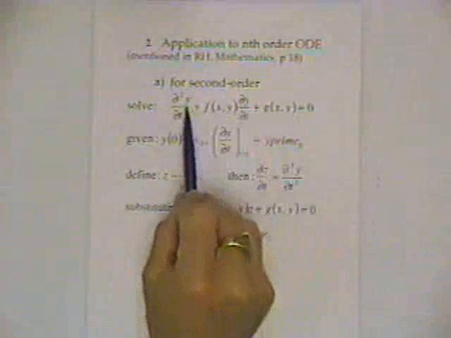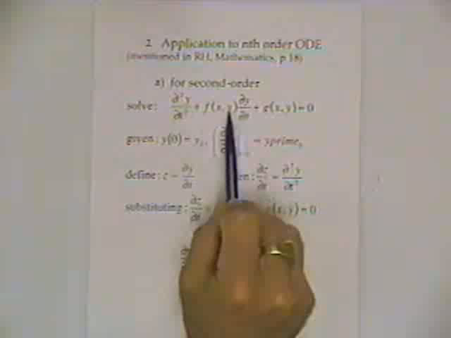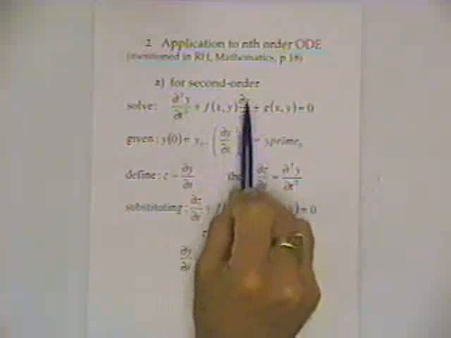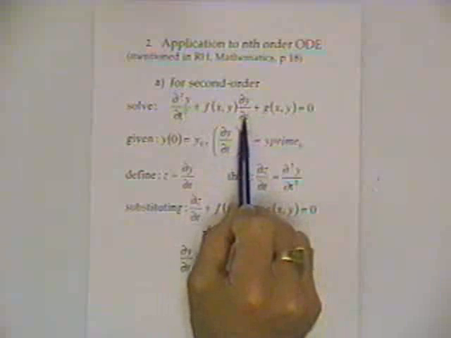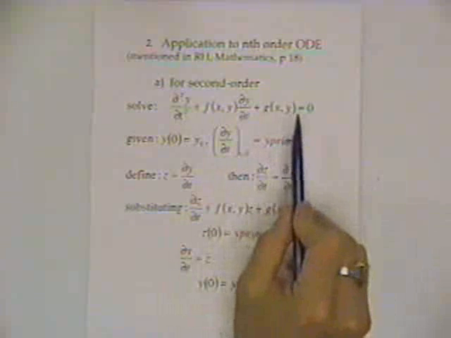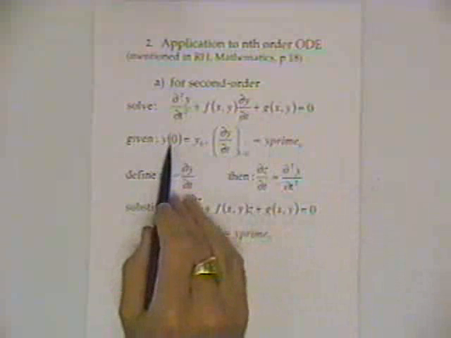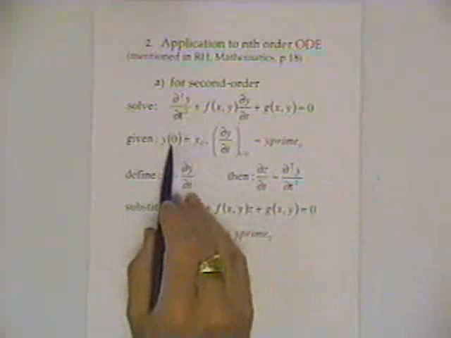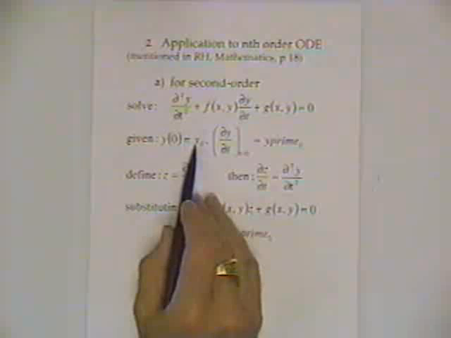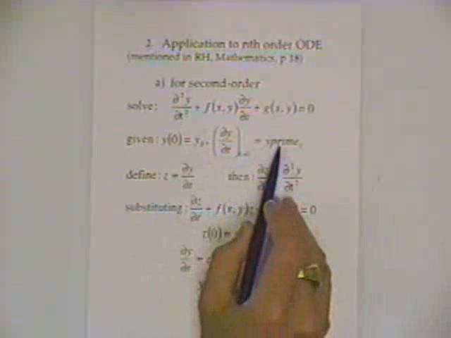In general, a second order ordinary differential equation has a second derivative of y with respect to t squared, perhaps some function of x and y times the first derivative of y with respect to t, plus some other function of x and y, and possibly t actually. As part of the problem, you need to be given the value of y at some initial point and the value of the derivative at some initial point.